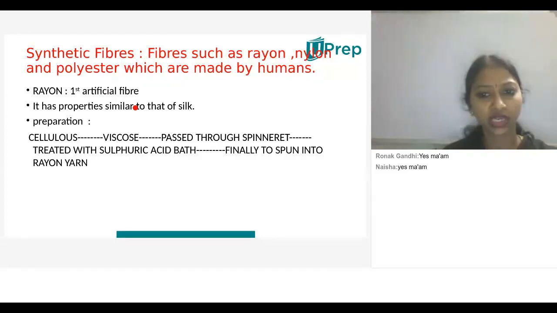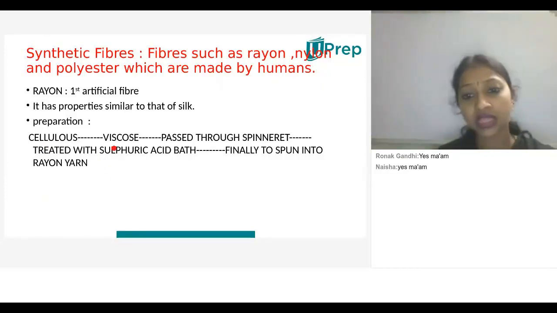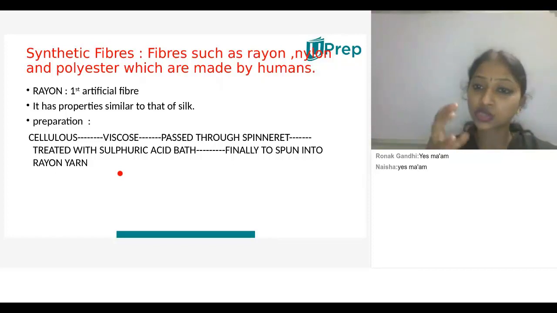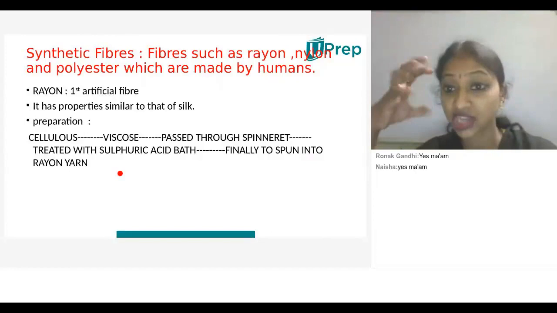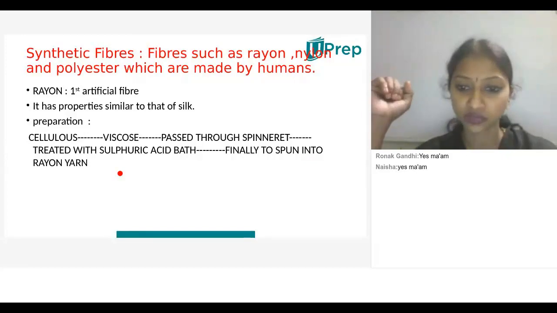Rayon is the first artificial fiber. It is not pure. The raw material is from a natural material, that is cellulose. They take the cellulose and treat it with some chemicals so that we get a thick liquid, that is viscose. The resemblance of viscose is exactly like honey. How thick is the honey? We can see that shining, golden-colored honey. Exactly like that, viscose is formed.